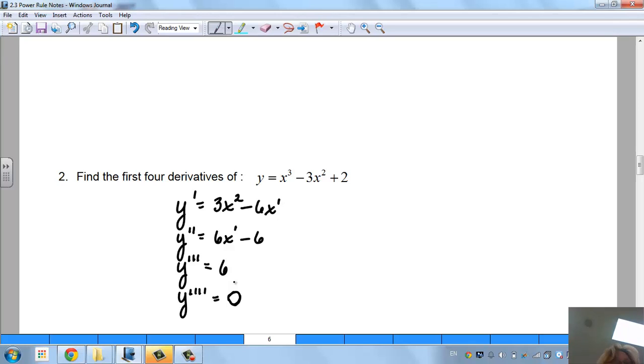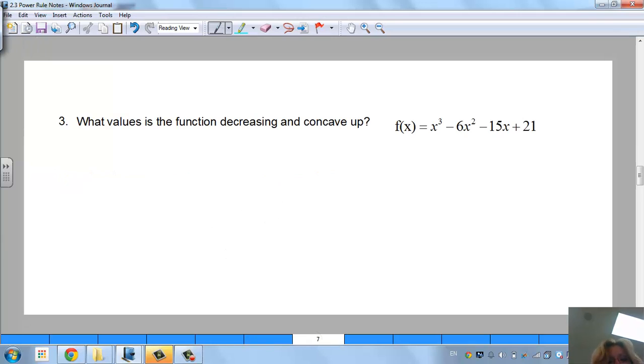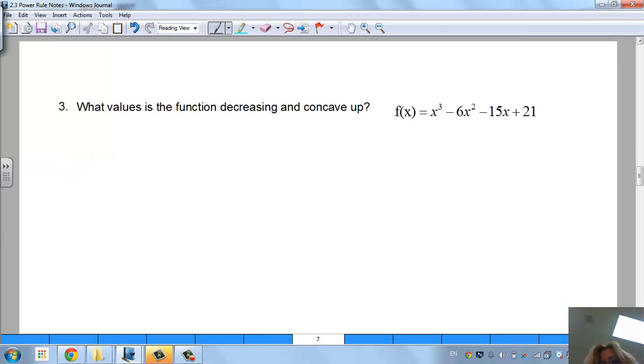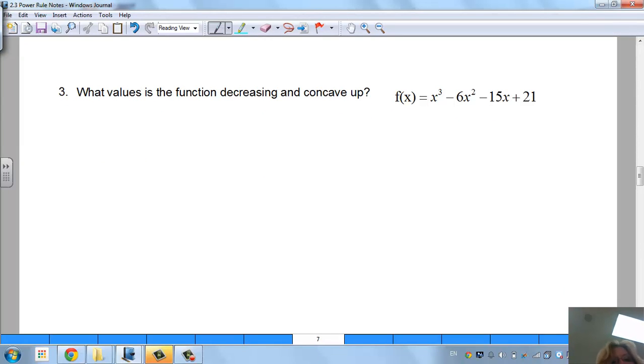Now this next one is important because we're going to go through and basically justify why a graph looks as it does. So let's go through this. I'm not going to put it on the graphing calculator. We're going to do it all with calculus, and then I'm going to show you this in class. Now we want to find when this function is decreasing and concave up.